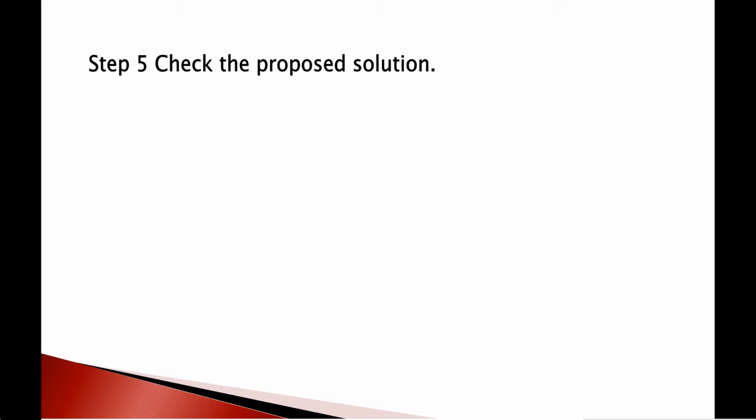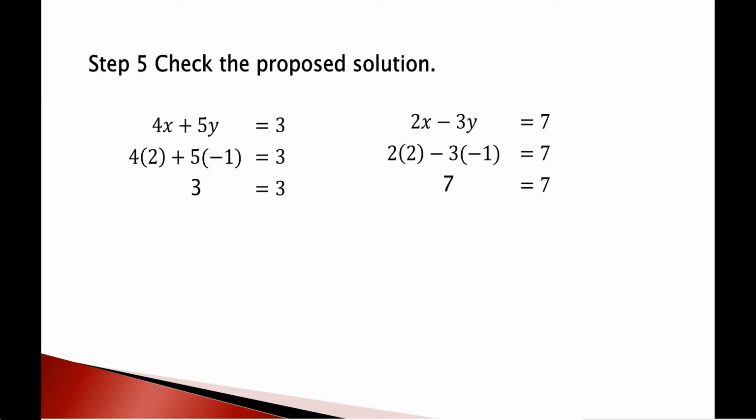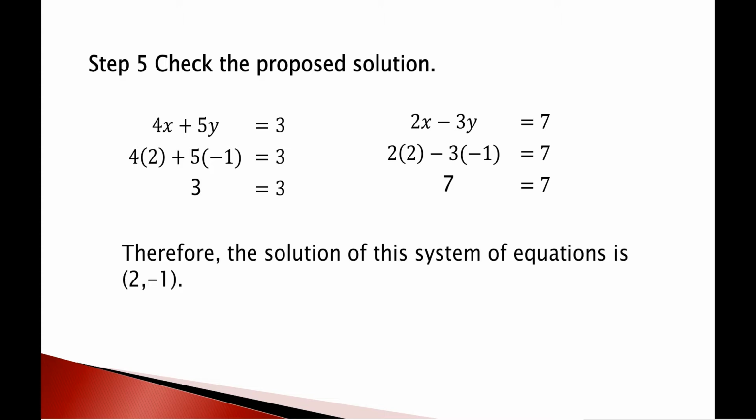And in our last step, we are going to check the proposed solution. Pick the first equation, plug 2 in for x and negative 1 for y, and we find that the left hand side is equal to the right hand side. So this proposed solution satisfies our first equation. Pick the second equation, substitute 2 for x and negative 1 for y, and we get left hand side equal to right hand side. So it also satisfies our second equation. Since it satisfies both equations, the solution of this system of equations is 2 and negative 1.